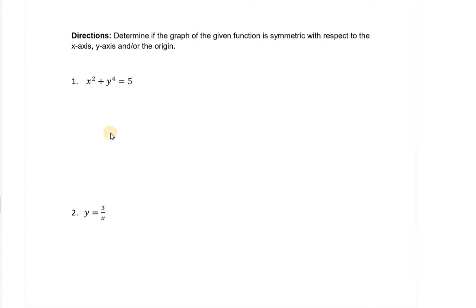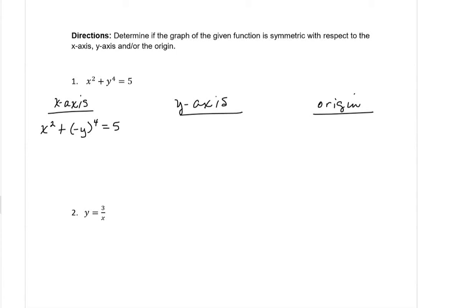Okay, I want to figure out if there's symmetry with respect to the x-axis, the y-axis, and the origin. So I'm going to organize my work like this. I'm going to figure out symmetry about the x-axis here, y-axis, and the origin. Okay, to find out if there's symmetry about the x-axis, I'm going to replace y with negative y up here in my original problem. Okay, now I need to try to simplify this.